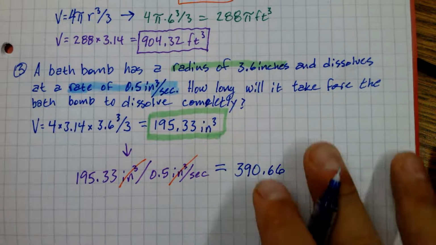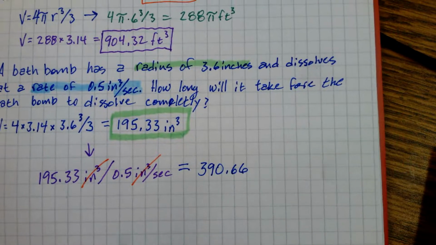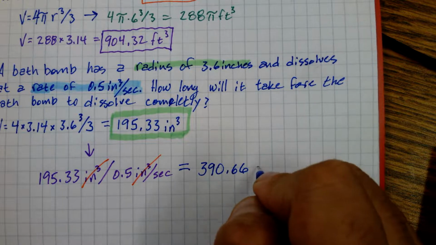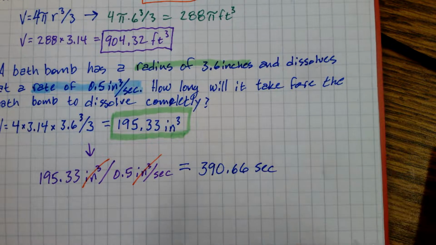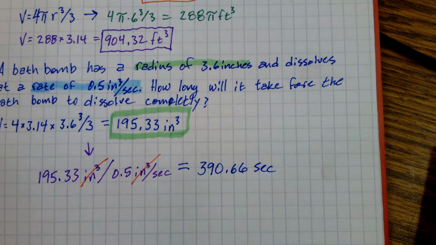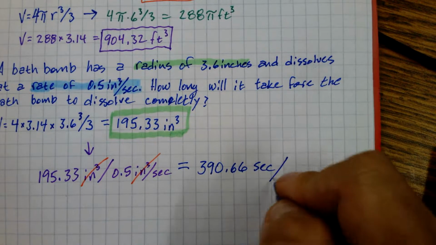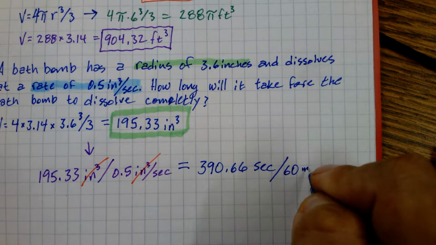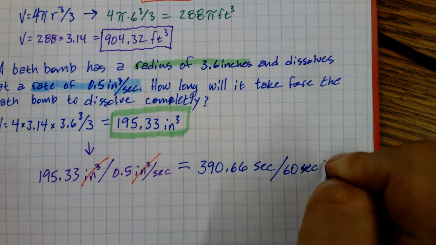Okay, well, what are the units for this answer? What's the only units that are left? So it's 390.66 seconds. It's going to take that much time. I don't know about you, but seconds I can't gauge that well. I need minutes. How many seconds are in a minute? Divide this by 60 seconds in a minute.